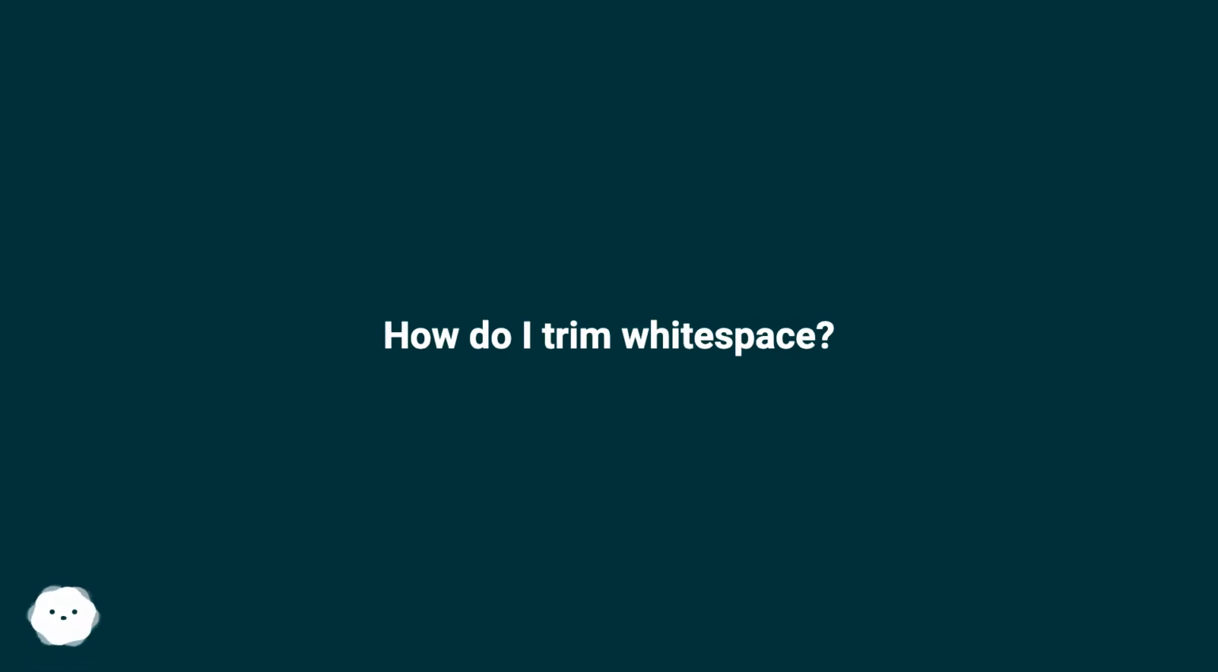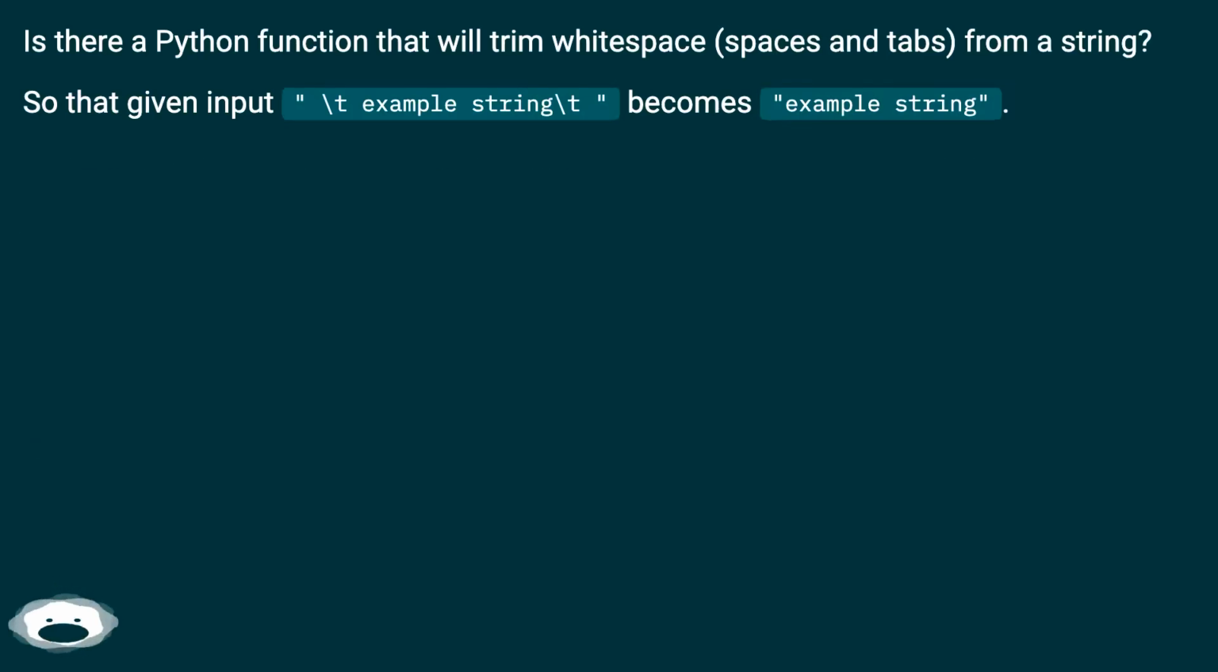How do I trim whitespace? Is there a Python function that will trim whitespace, spaces and tabs, from a string? So that given input, \t example string \t becomes example string.